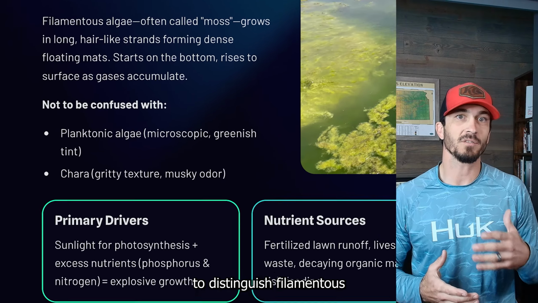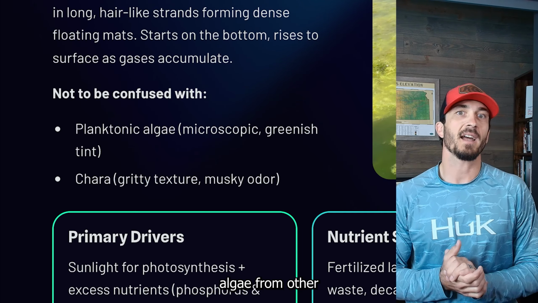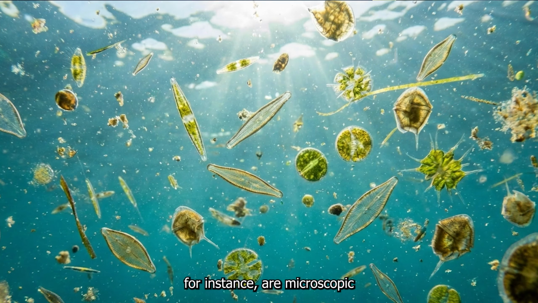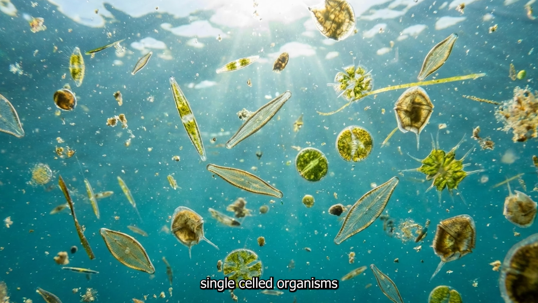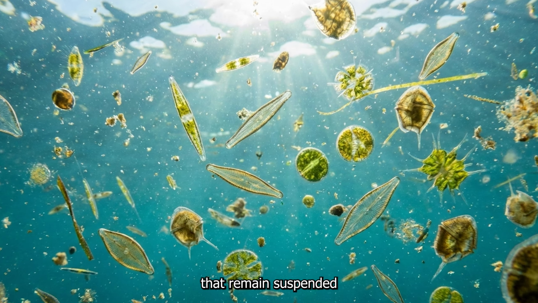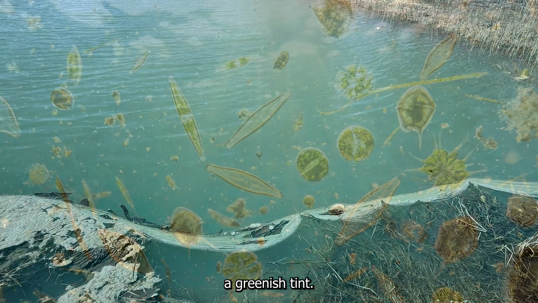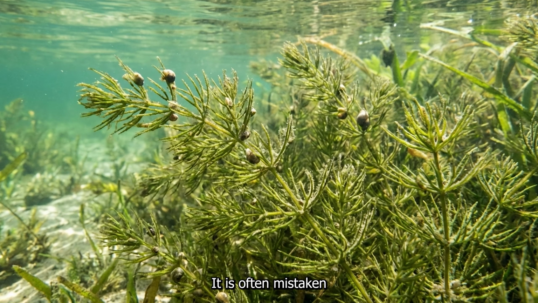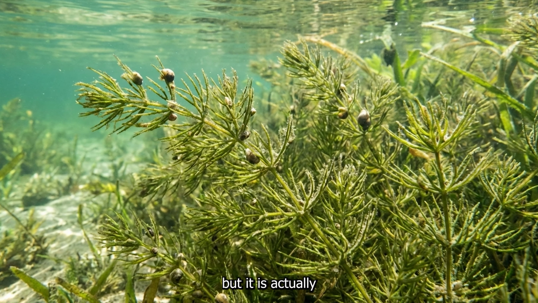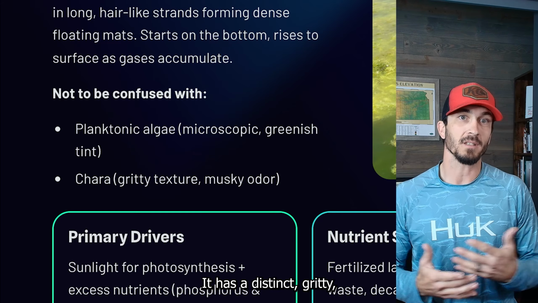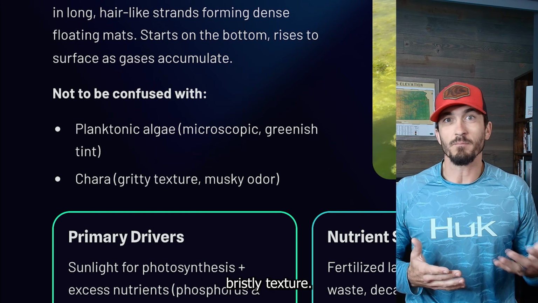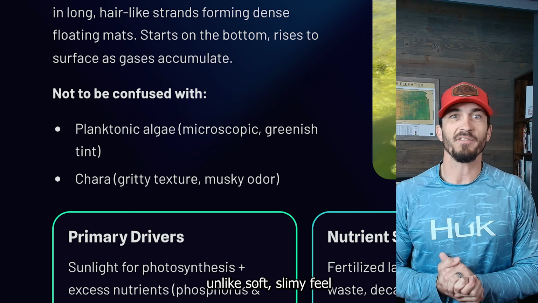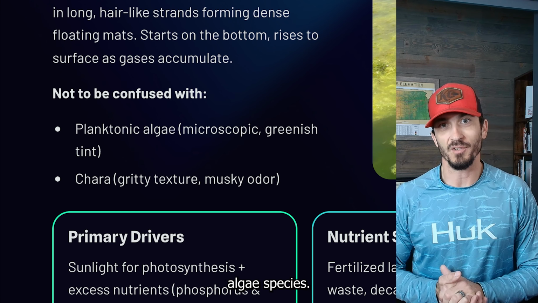It is important to distinguish filamentous algae from other common aquatic growths. Planktonic algae, for instance, are microscopic, single-celled organisms that remain suspended in the water column, giving the pond a greenish tint. Another common organism is Chara. It is often mistaken for a submerged plant, but it is actually a macroalgae. It has a distinct gritty, bristly texture and a musky odor when crushed, unlike the soft, slimy feel of most filamentous algae species.